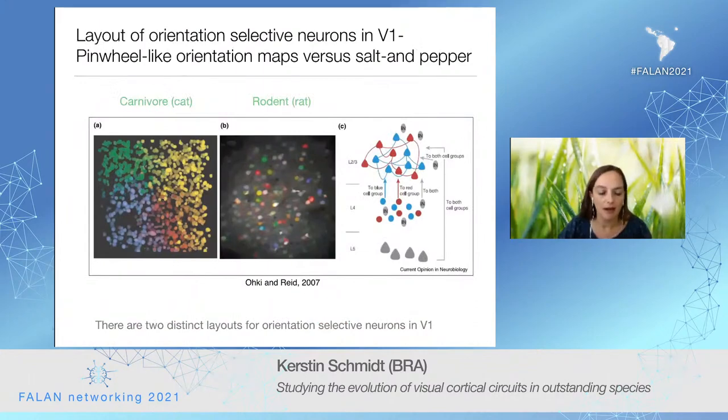So as time went by, the rodent community also entered visual neuroscience, because rodents are a very important model for neuroscience, as you know, for a lot of neurological diseases. With the emergence of newer techniques like two-photon imaging and calcium imaging, it was possible to visualize orientation maps on a very small scale.